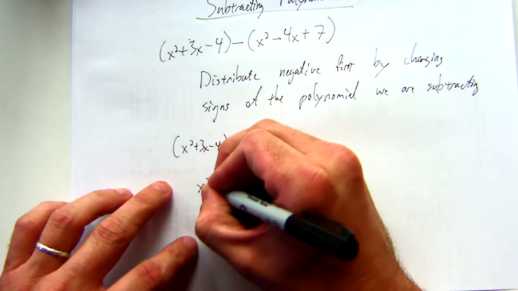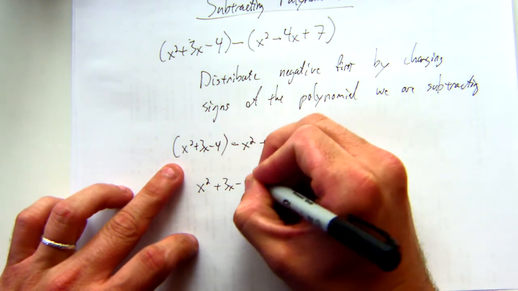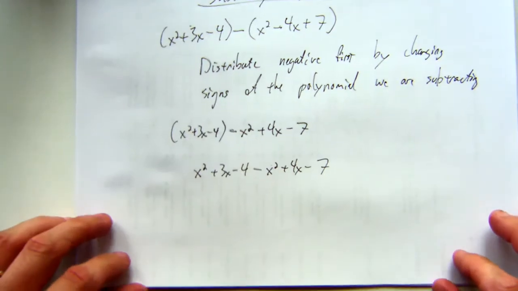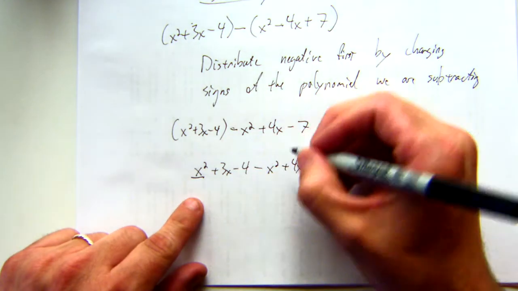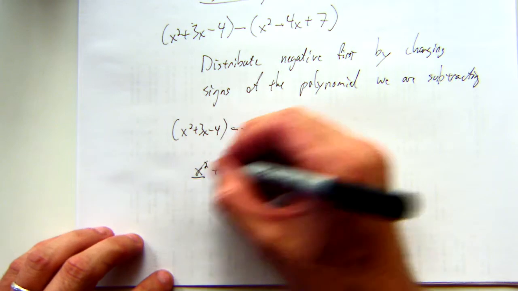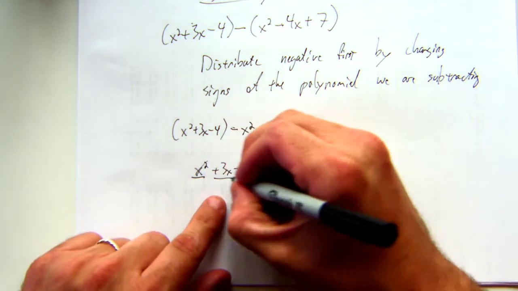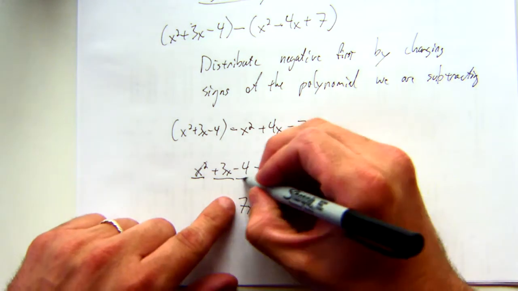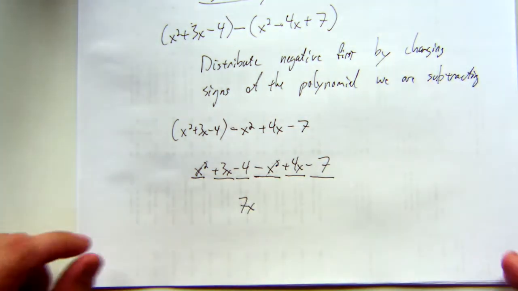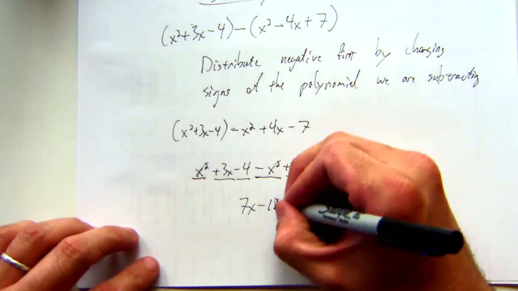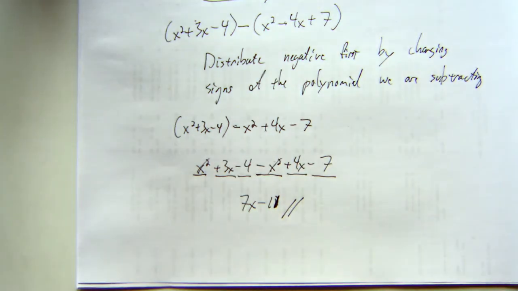So if I want to write it down, x squared plus 3x minus 4 minus x squared plus 4x minus 7. So like terms, x squared, and then a minus an x squared. 0x squared, right? So we don't have to worry about it. You can kind of think of them just canceling out. 3x plus 4x, 7x. Negative 4 minus 7, negative 11. Any questions?